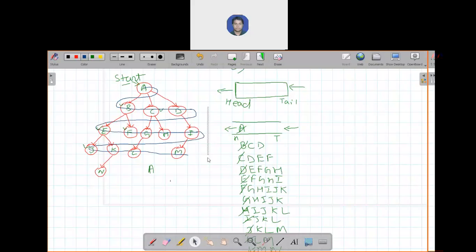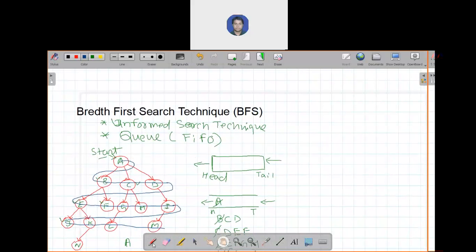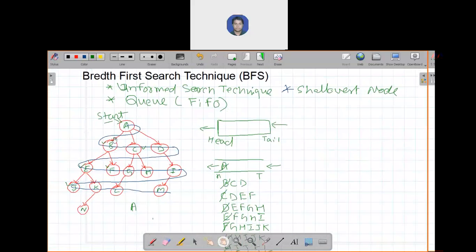This breadth first search technique follows one principle, called shallowest node, or you can say level by level, is explore the state. Breadth first search technique follows shallowest node, or level by level it's exploring the node.